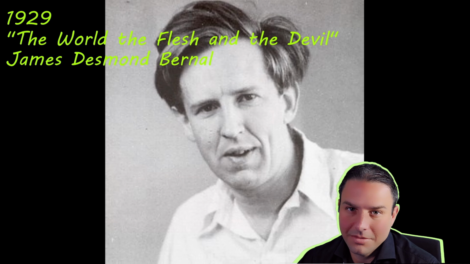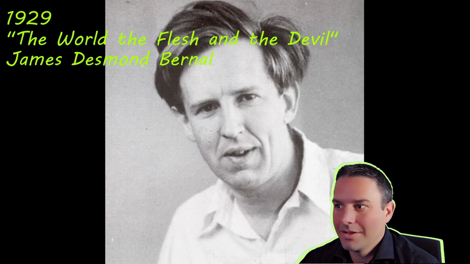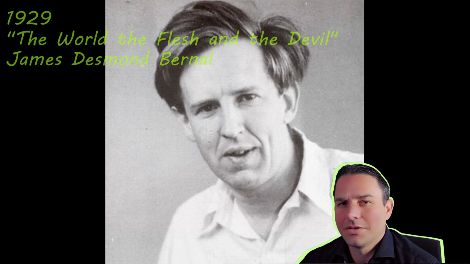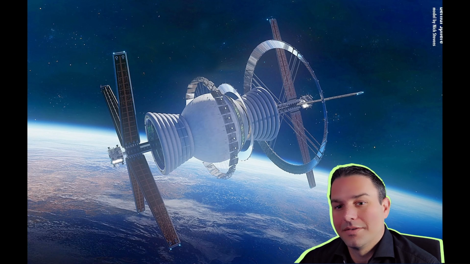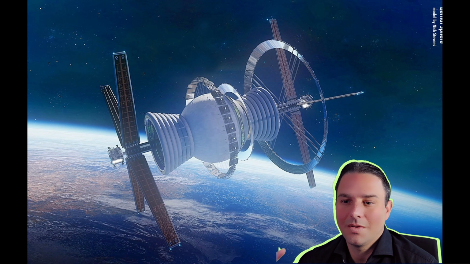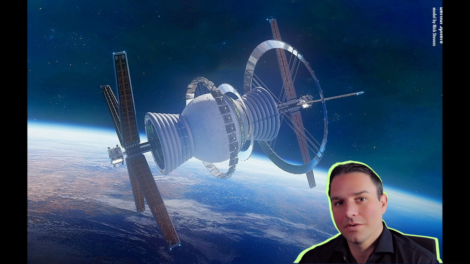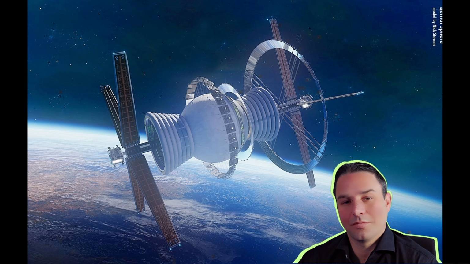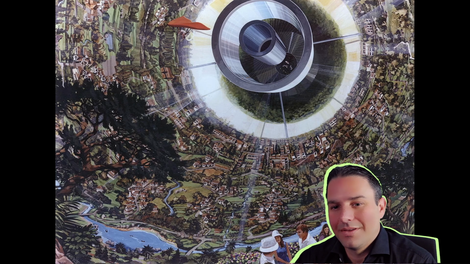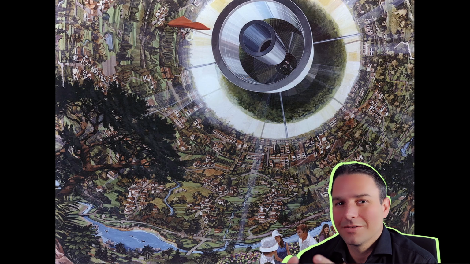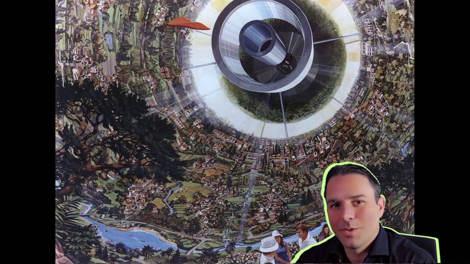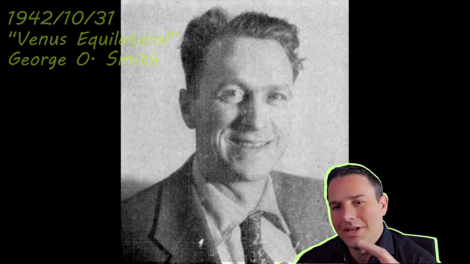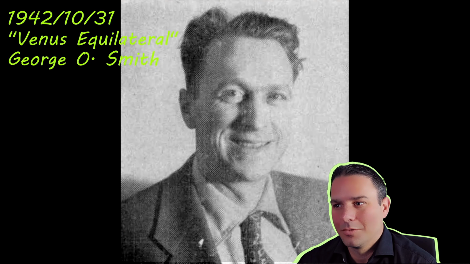But then around the same time period, in 1929, James Desmond Bernal published The World, the Flesh, and the Devil. And that's where he initially introduced his Bernal sphere, which was basically a sphere that rotates. But of course, it wastes a lot of the space on the inside of the space habitat because it doesn't provide an even amount of pseudogravity.